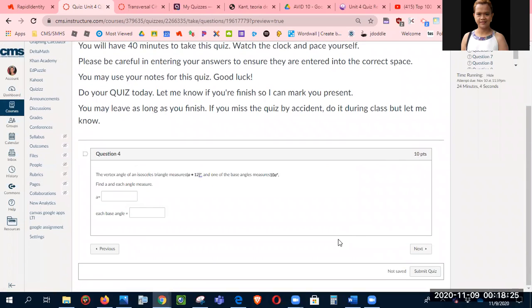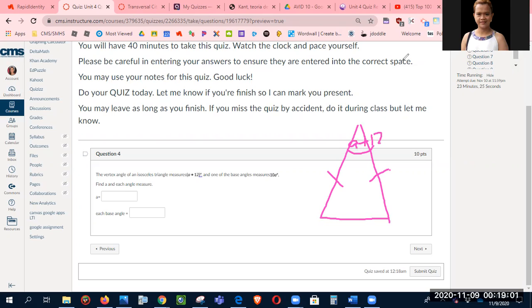Number 4. The vertex angle of an isosceles triangle measures A plus 12, and one of the base angle measures 10A. Find each angle measure. So that you are not confused about the illustration, you need to draw it. The vertex angle of an isosceles triangle, so let's take it that these two sides are congruent. That will be an isosceles triangle, and this vertex angle here is A plus 12.